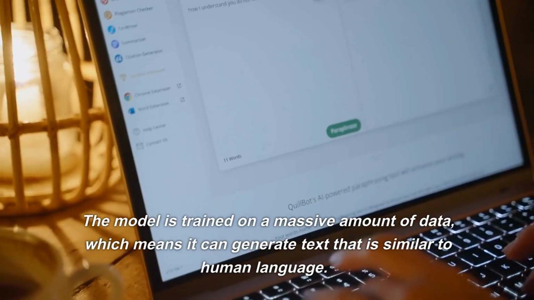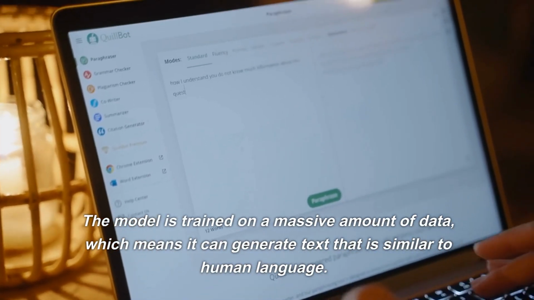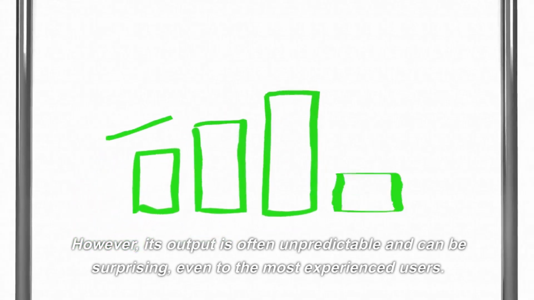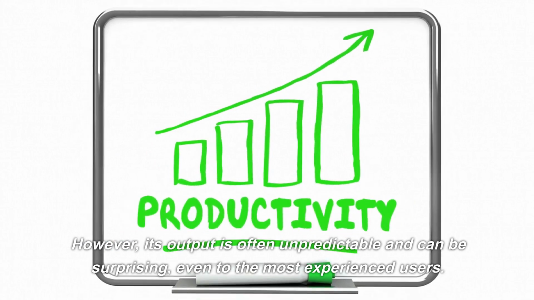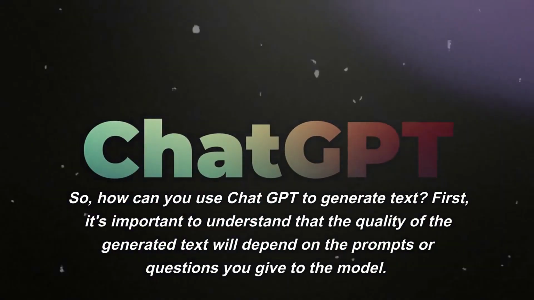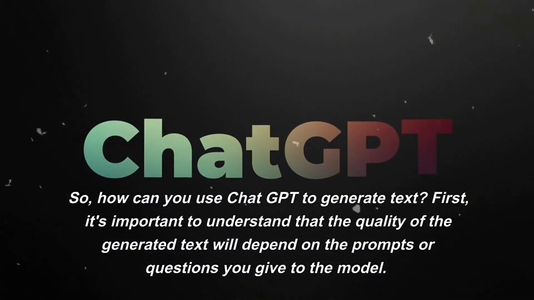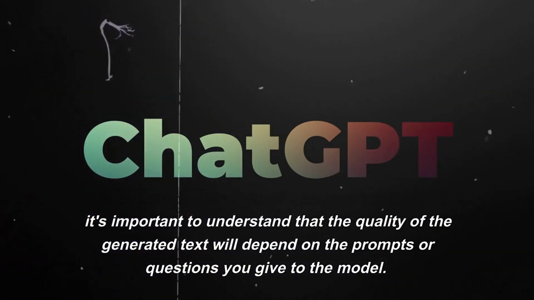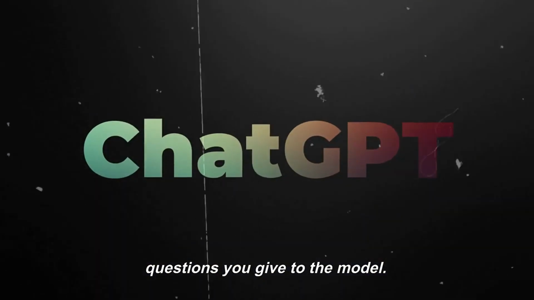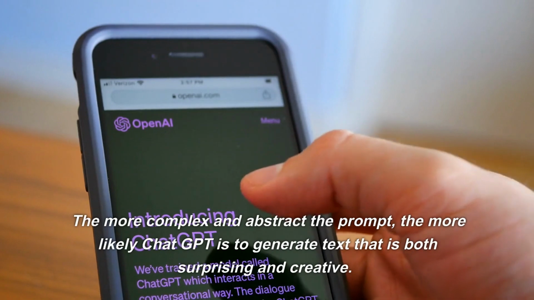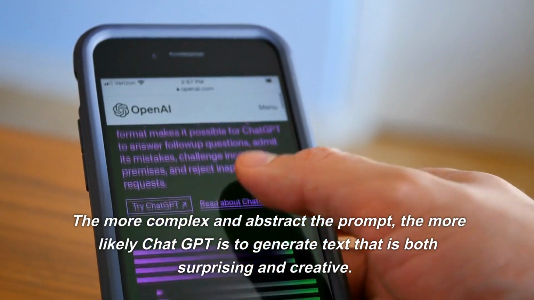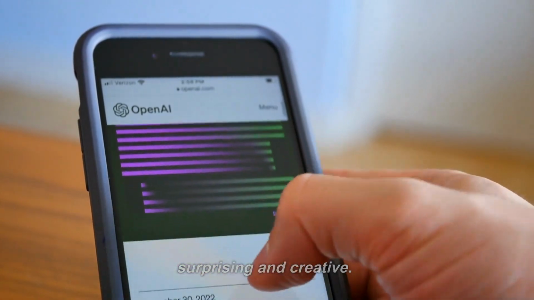The model is trained on a massive amount of data, which means it can generate text that is similar to human language. However, its output is often unpredictable and can be surprising, even to the most experienced users. So how can you use Chat GPT to generate text? First, it's important to understand that the quality of the generated text will depend on the prompts or questions you give to the model. The more complex and abstract the prompt, the more likely Chat GPT is to generate text that is both surprising and creative.